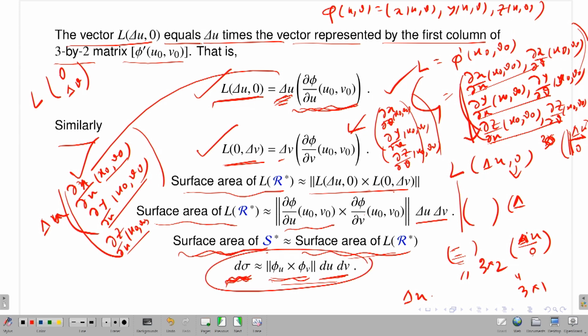Okay. So, at the end of the day, the conclusion is that the elemental surface area, which I denote as d sigma, is the same as the norm of phi u cross phi b, because phi is the parameterization and u, v are the variables. You calculate phi u cross phi b and multiply by du dv, the corresponding parameterization variables u and b.